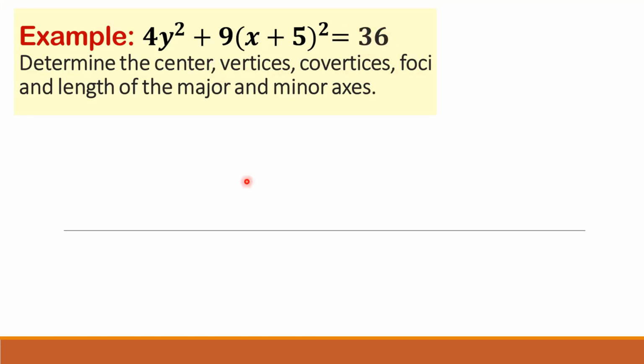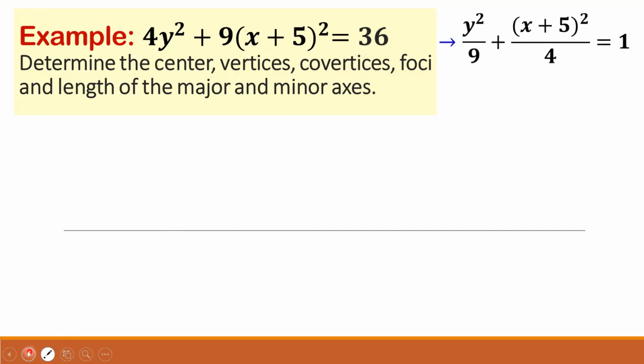That is by dividing both sides by 36. So we do that here. We divide first by 36. Ayan, and we get this result. Okay? So 4 over 36 will be 9. Tas 9 over 36 is 4. Okay? So 36 over 36 is 1. Okay? Now we have this standard form of the equation of an ellipse.